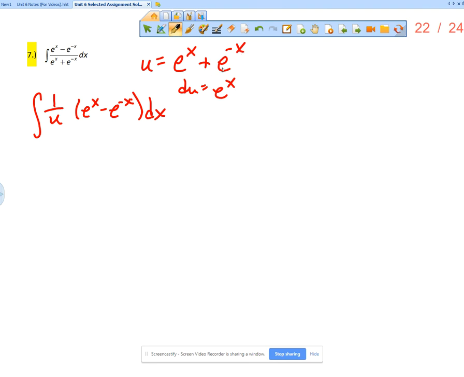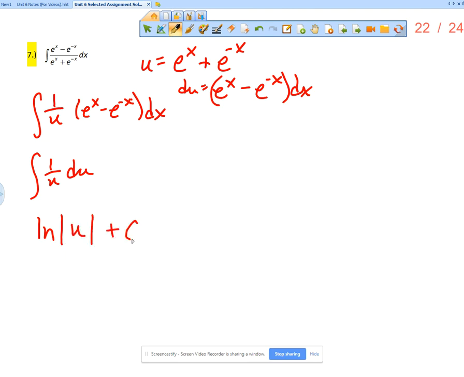But what's the derivative of e to the negative x? Well, it's e to the negative x times -1, so it becomes minus e to the negative x. And then all of that times dx, which is what you have here. So I have the integral of 1 over u du. And so the integral of 1 over u du is natural log of the absolute value of u plus c, and the absolute value of u, so I have e to the x plus e to the negative x plus c.